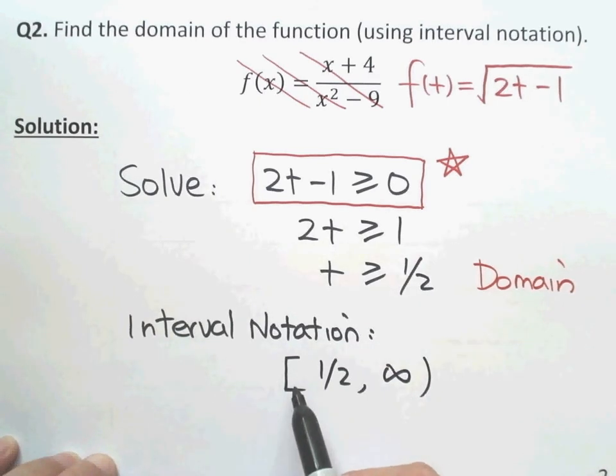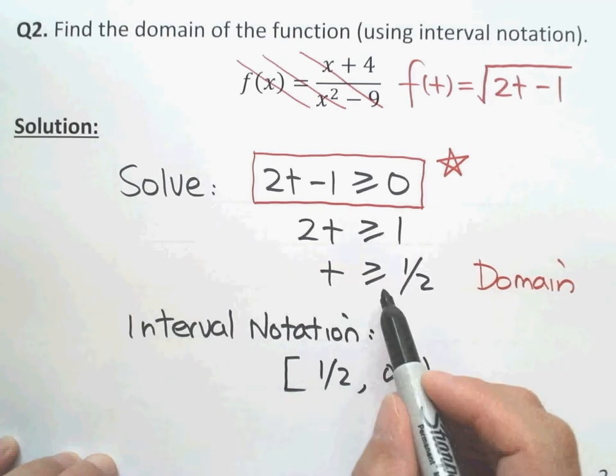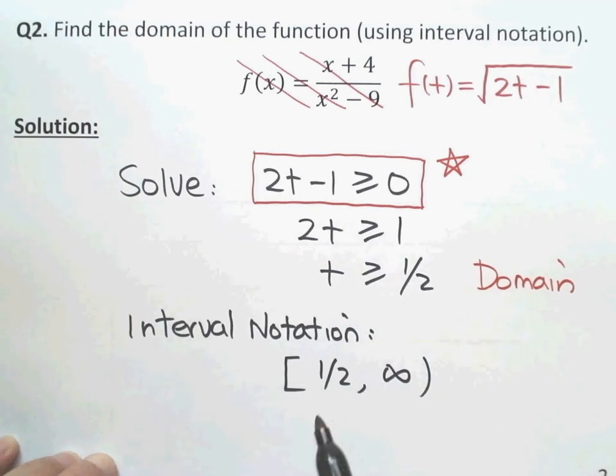Remember this. If you use a parenthesis, it means exclude. But here we include this number.